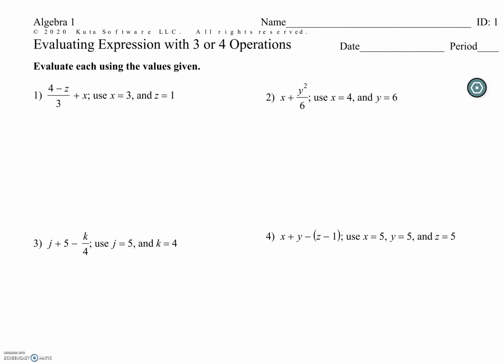So let's take a look at number 1. It tells us that x equals 3 and z equals 1. So we're going to make that substitution. In our original problem of the quantity of 4 minus z divided by 3 plus x, now we are going to have 3 and 1 in there instead of z and x. So the problem's going to remain the same. We have 4 minus, and instead of z equals 1, over 3 plus x, but we are substituting 3 in for x.